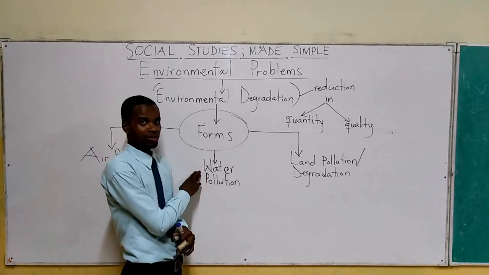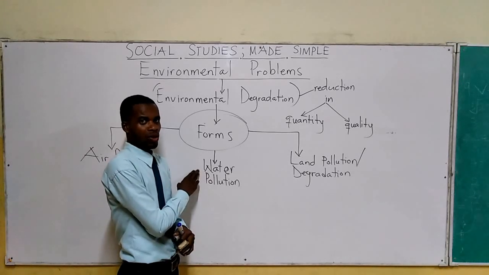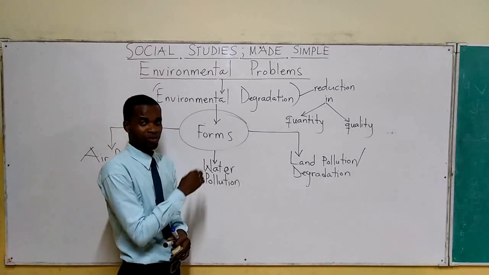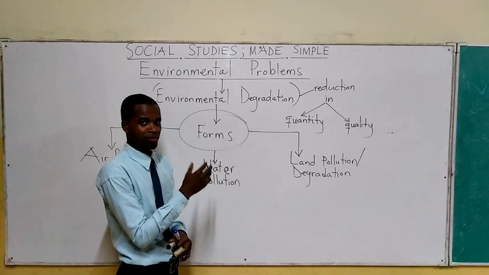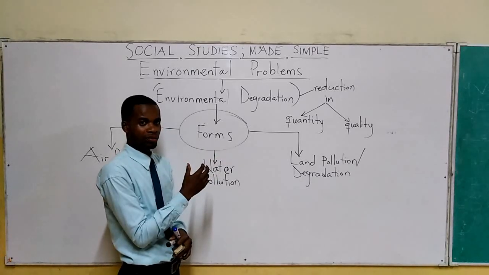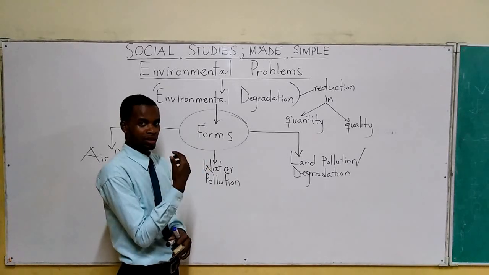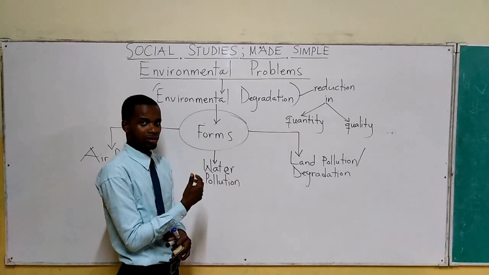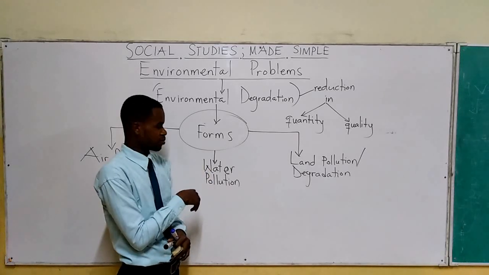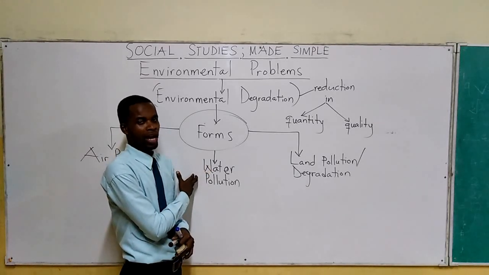Let's come to water. If people engage in illegal mining, or people go close to water bodies and dump refuse in them, the water may get choked, or the river may get choked. If it's a lake, it will become stagnant because of the refuse in it. And what is going to happen? It will dry up.